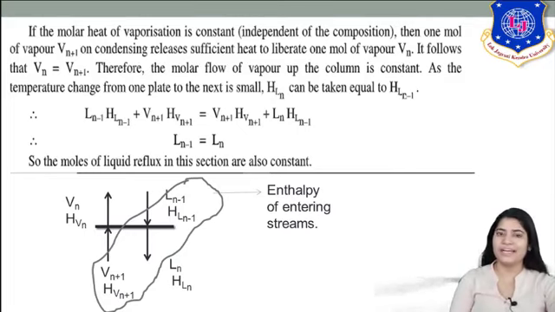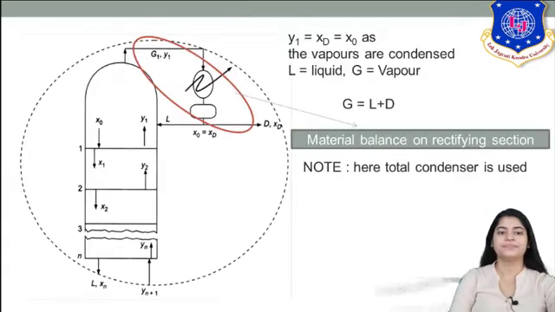You can see on plate n, Vn+1 is the vapor coming from below the plate, and from the n plate it goes on as Vn. As the molar heat of vaporization is constant, the heat needed for the liquid to vaporize on the nth plate is supplied by the vapors coming from the bottom plate. So that is the assumption about the McCabe-Thiele method.